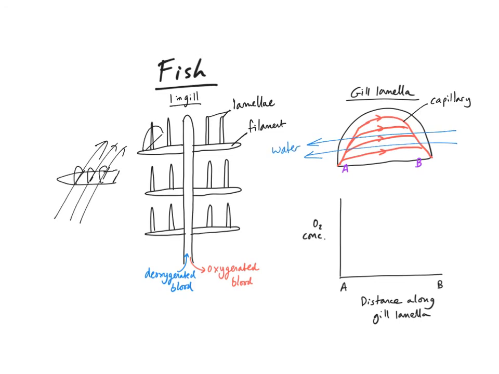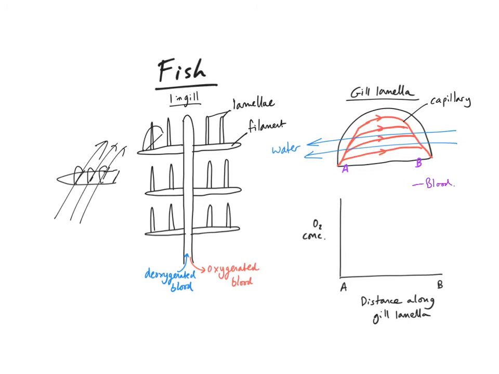So if I take A and B, this distance across the lamellae from A to B, and put it onto a graph: distance along gill lamella, and this is oxygen concentration. We're going to put two lines on. Let's go for blood first, so let's do oxygen in blood. I'm going to go for purple for blood.